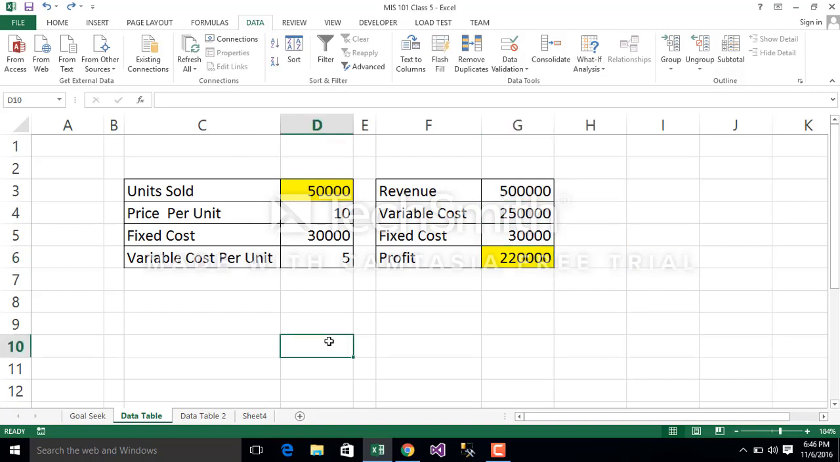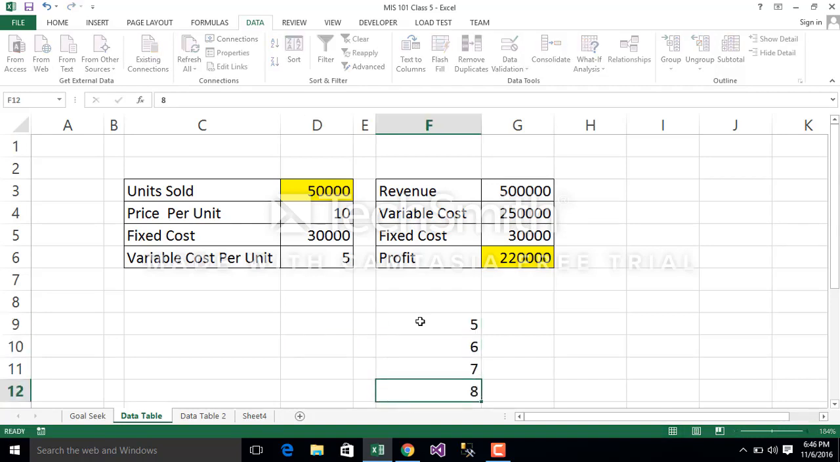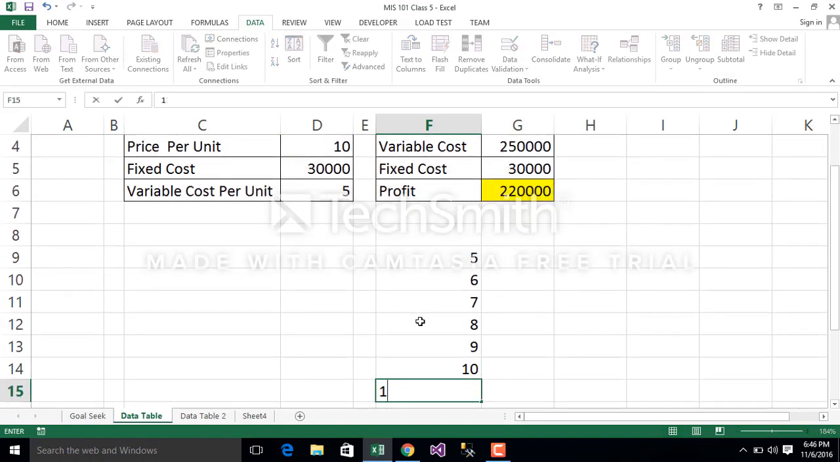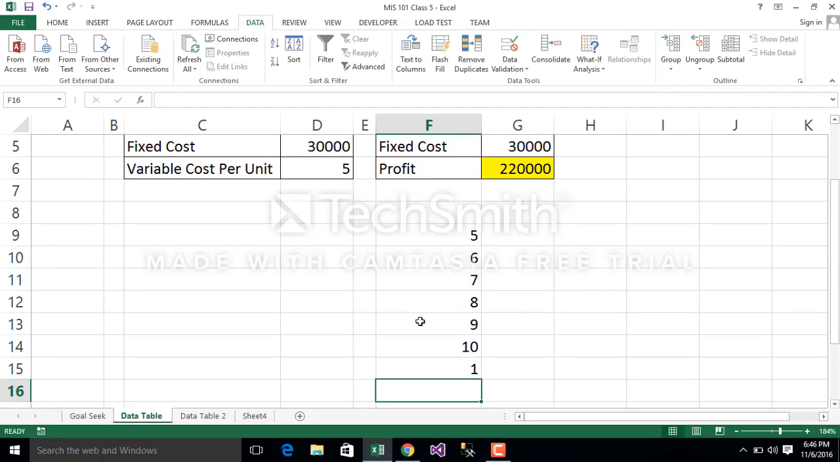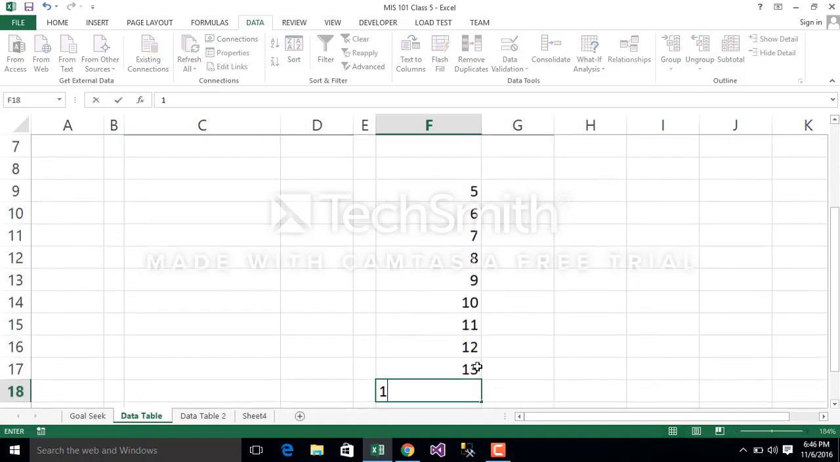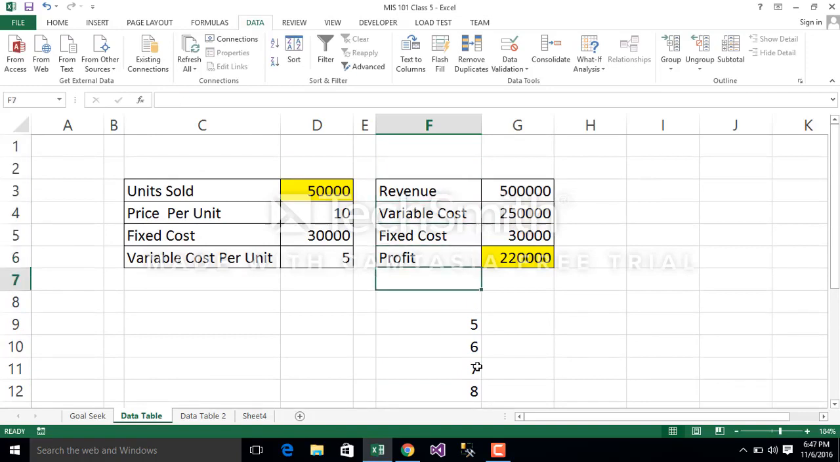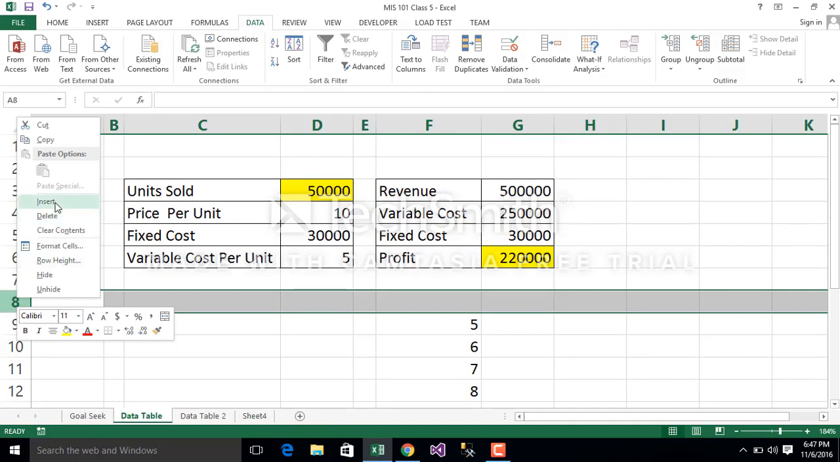profit. So we want to see if our price reduces to 5 or 6 or 7, 8, 9, or remains the same, or increases to 11 taka, or 12, or 13, or 14, or 15 taka, then what will be our profit for different types of price.